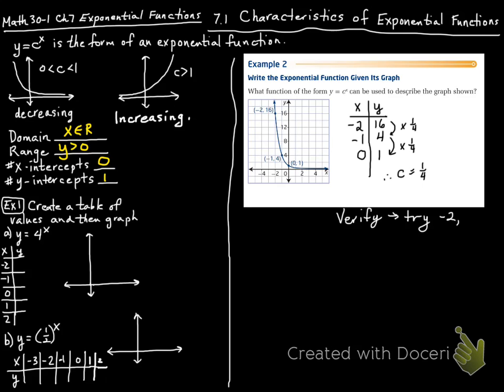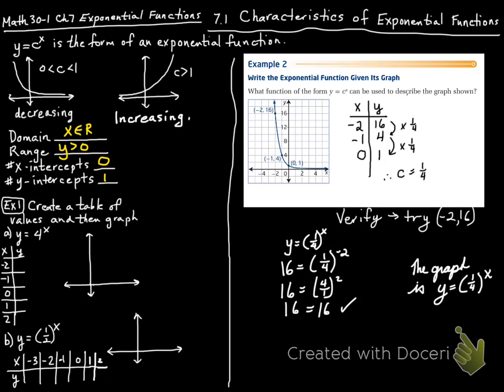Now we're going to verify that. We're going to try the point (-2, 16) and see if it works in what we believe is the equation, y = (1/4)^x. So we're going to say 16 is equal to (1/4)^-2. 16 is equal to (4/1)^2, and 16 is equal to 16. So it does work. The graph is y = (1/4)^x.